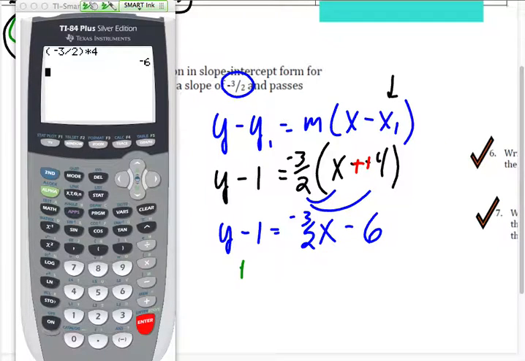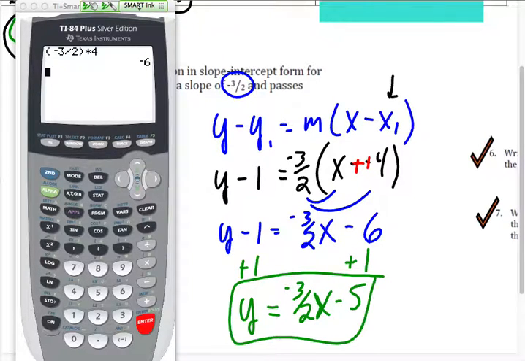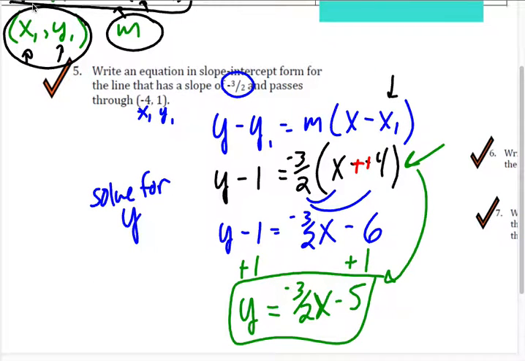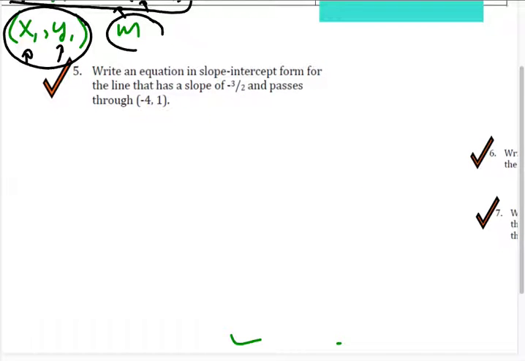Last thing, I'm going to add 1 to both sides because we want to get that y by itself. Y equals, now it's solved for y, negative 3 halves x plus negative 6, and positive 1 is going to give me negative 5. There it is. Here it is in point slope form, and then we rewrite it in slope-intercept form. You guys come back and look at this if you want.